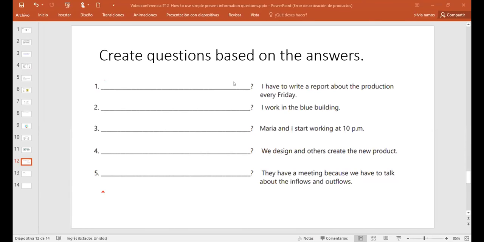Dice aquí, I have to write a report about the production every Friday. Okay? Every Friday. So, what is a possible question? ¿Cuál es una pregunta posible que yo pueda hacer acá? What do you? What do you? Report about. Like report, no. No. Porque en la what pregunta, en la respuesta no me está queriendo decir eso.